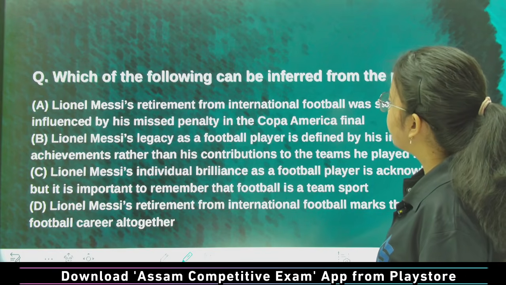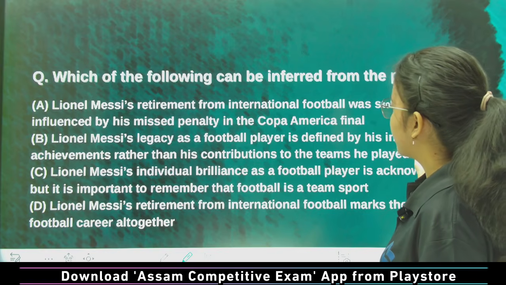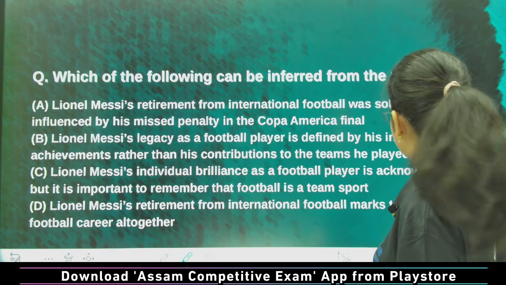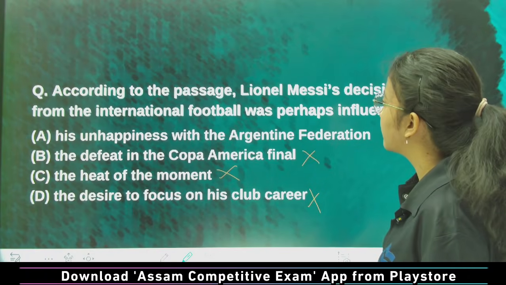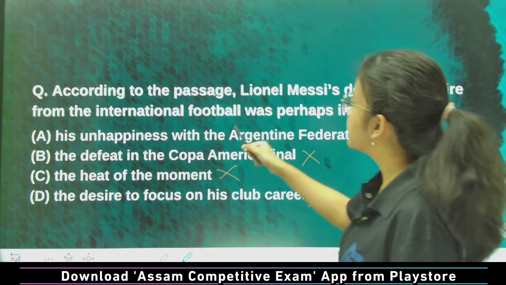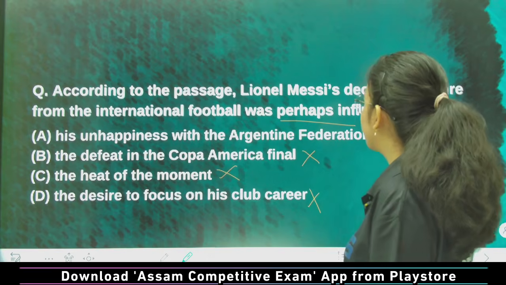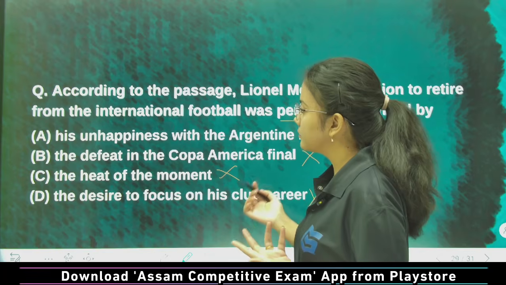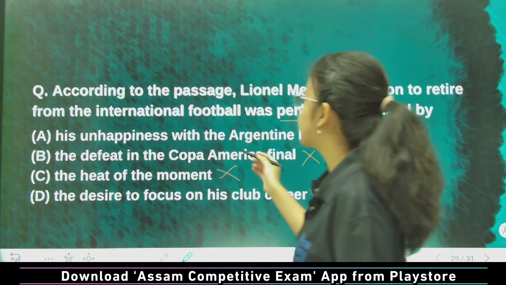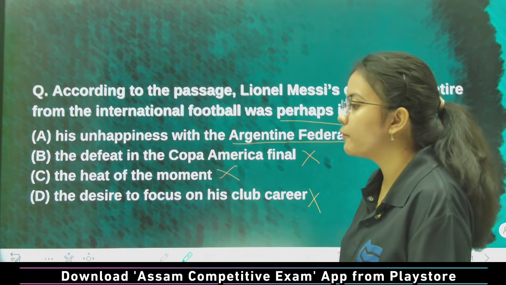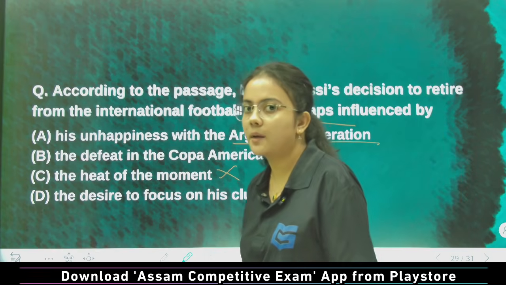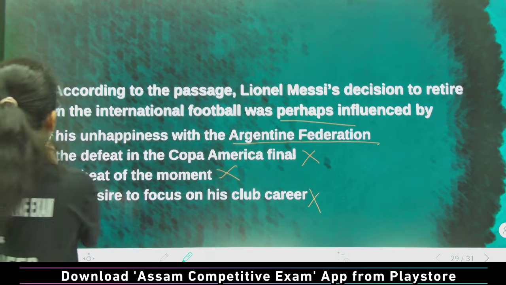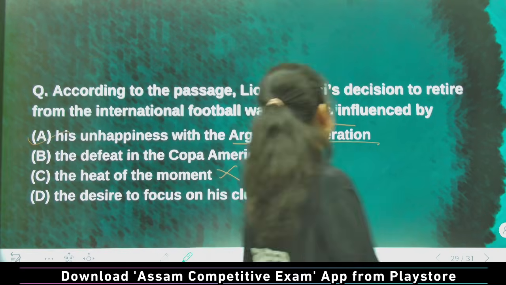Here, which of the following can be inferred from the passage. Sorry, not this one, this one. The decision to retire from international football was perhaps influenced. Perhaps itself means maybe. So we already know from the passage that Lionel Messi was unhappy with the Argentina Federation, and it was also said that may also, it can be also a contributing factor. So the correct answer is A, his unhappiness with the Argentine Federation.